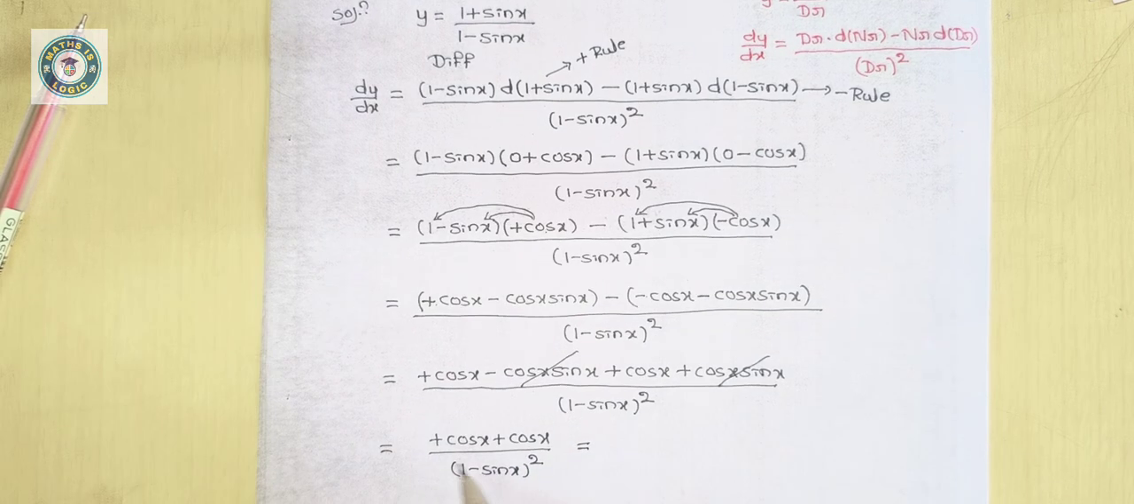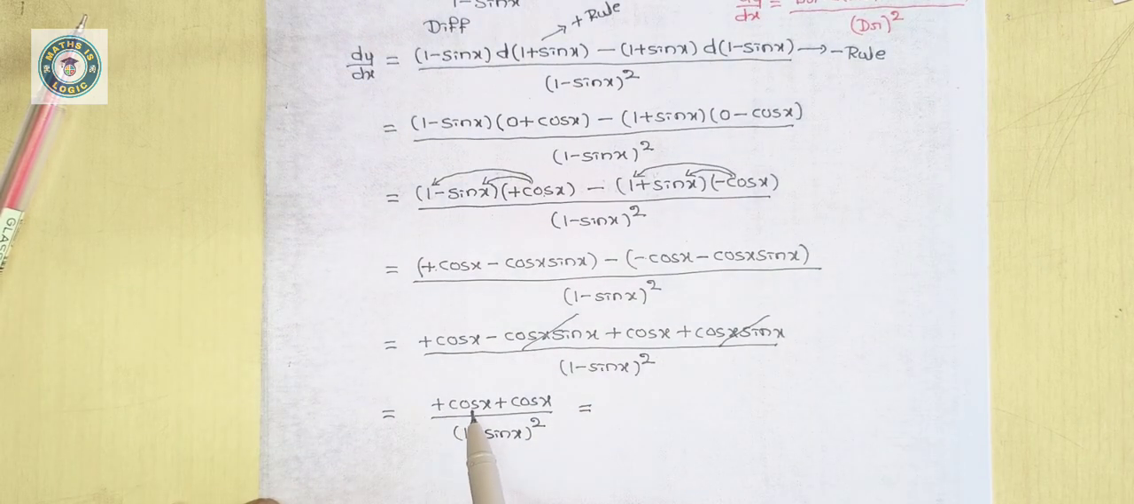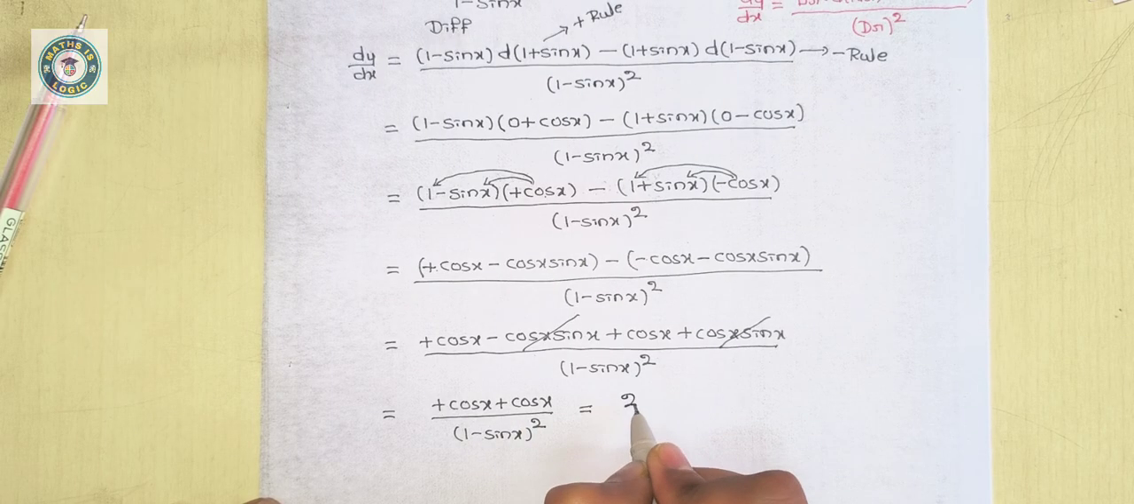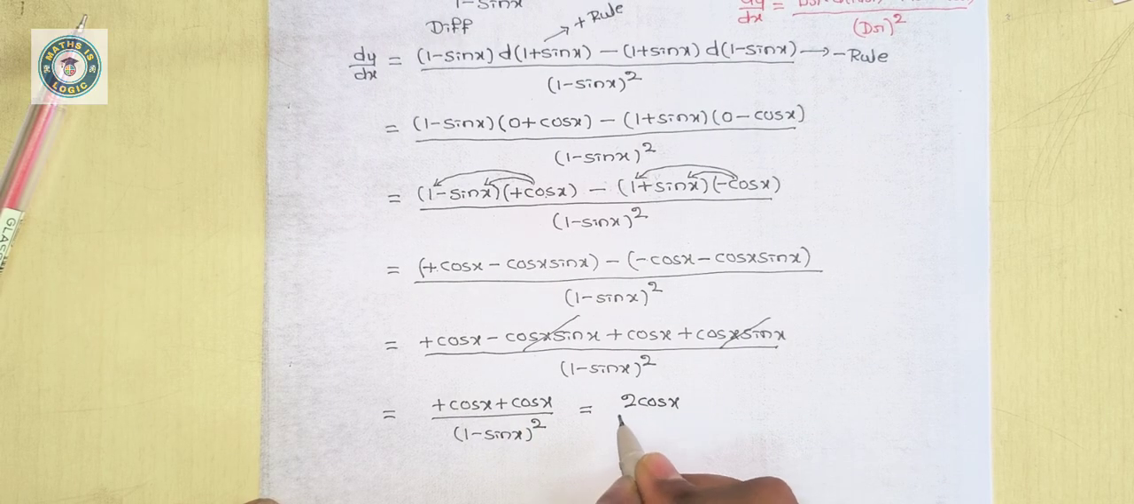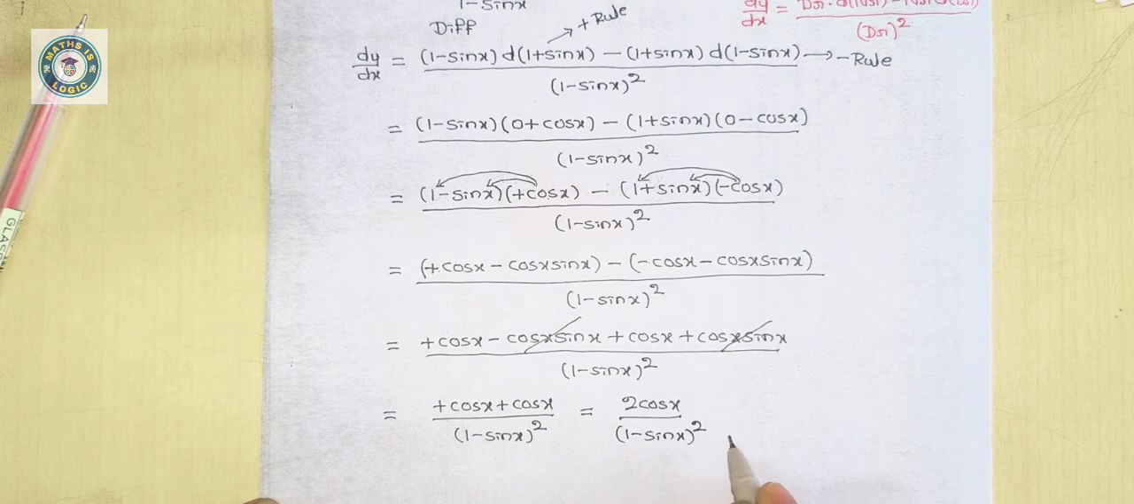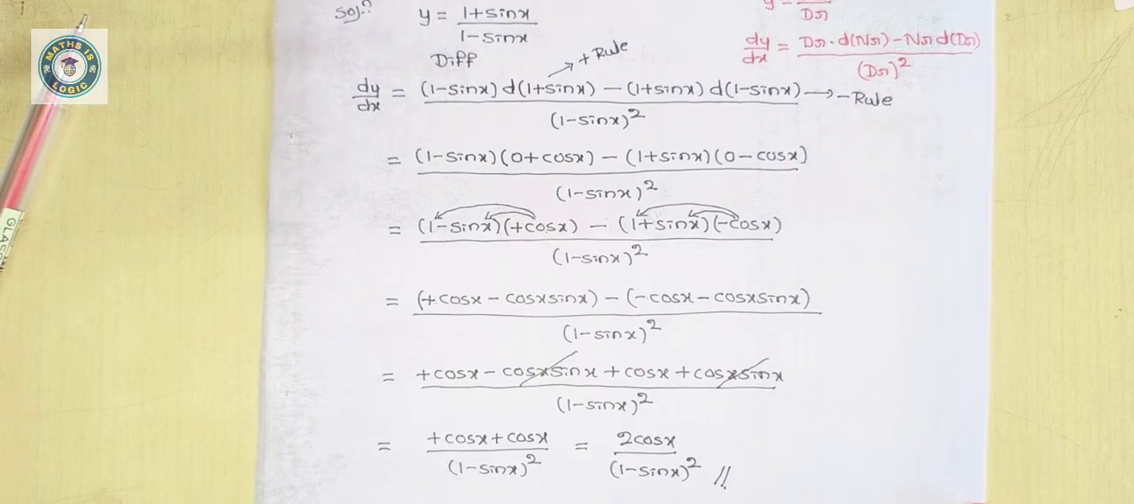So which is equals to, you can see here 1 times cos x plus 1 times cos x is 2 times cos x divided by (1 minus sin x) whole square. So this is the final answer.